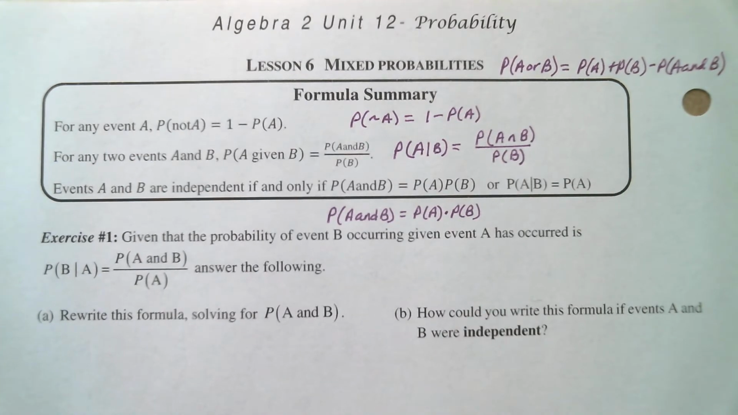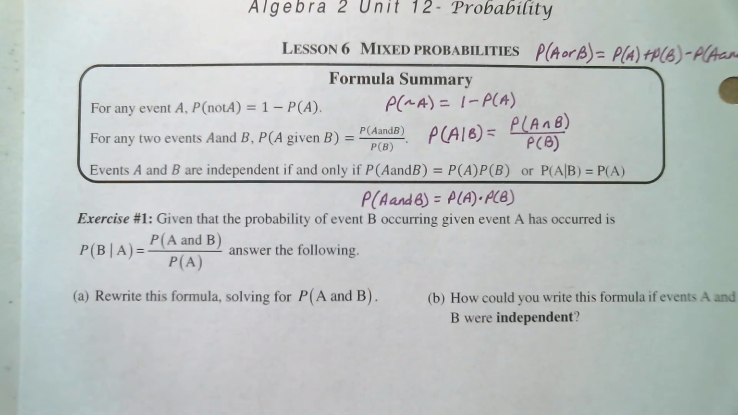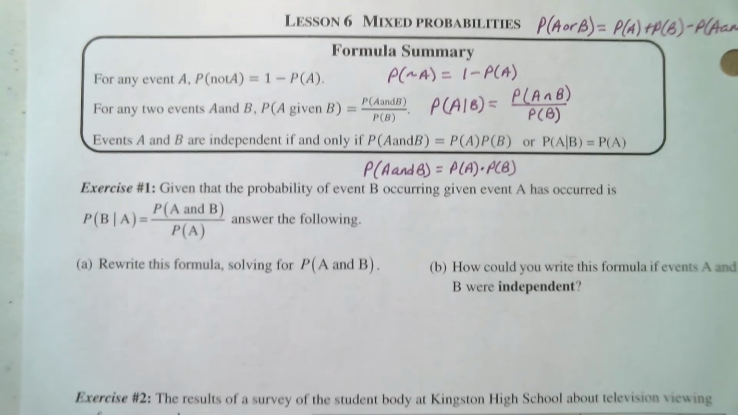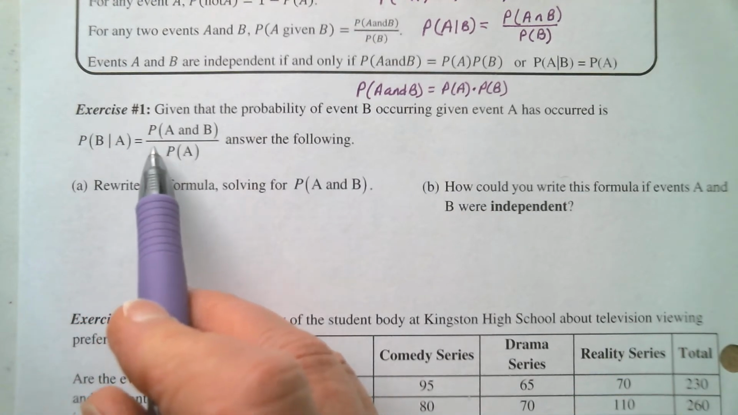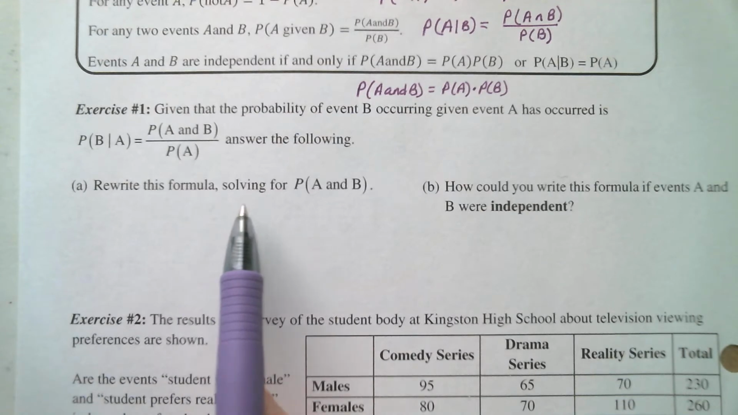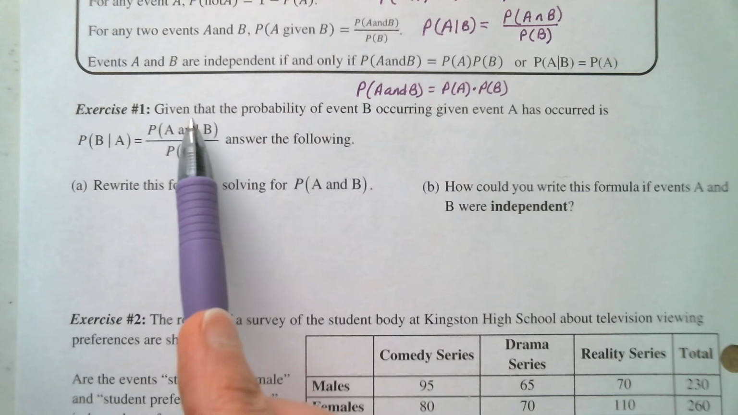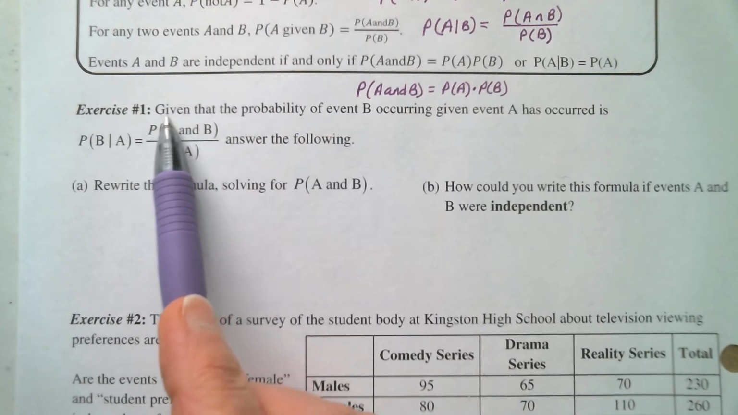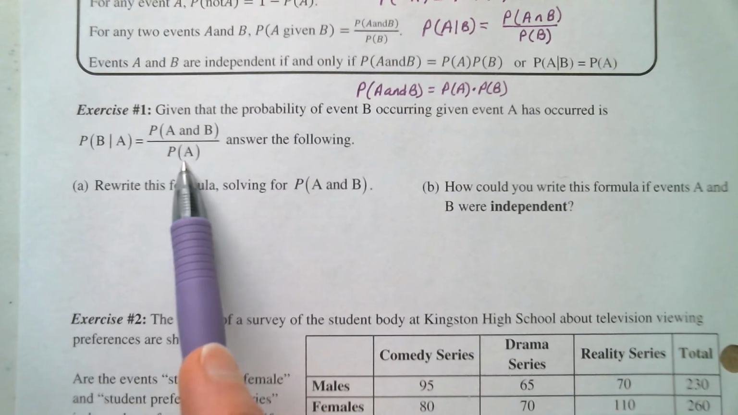So our first exercise, given that the probability of event B occurring, given event A has occurred, is the probability of B given A equals the probability of A and B divided by the probability of A. Answer the following. Rewrite this formula solving for the probability of A and B. So in other words, we have this formula here, and we want to get the probability of A and B by itself.